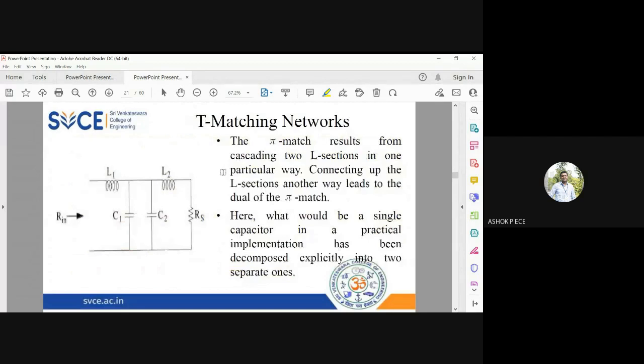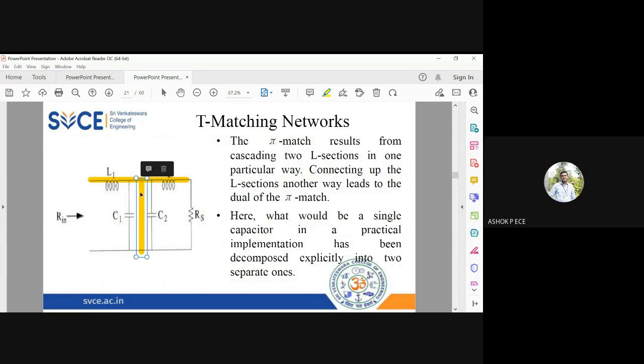So the next one is going to be a T-type matching network. As you can see, T and pi are complementary. In pi, I had two shunt and one series. In T, I'm going to have two series and one shunt. And that one shunt, I'm splitting it again into two parallel.